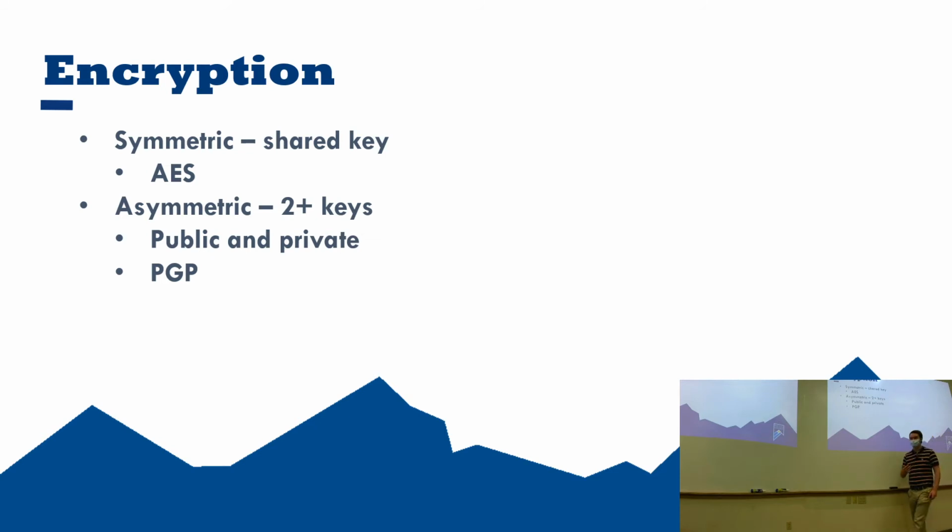where the public key is given out freely, and you can encrypt anything you want with it. To decrypt it, you use the private key. Common example of this is PGP, pretty good privacy. It's going to be for email encryption.